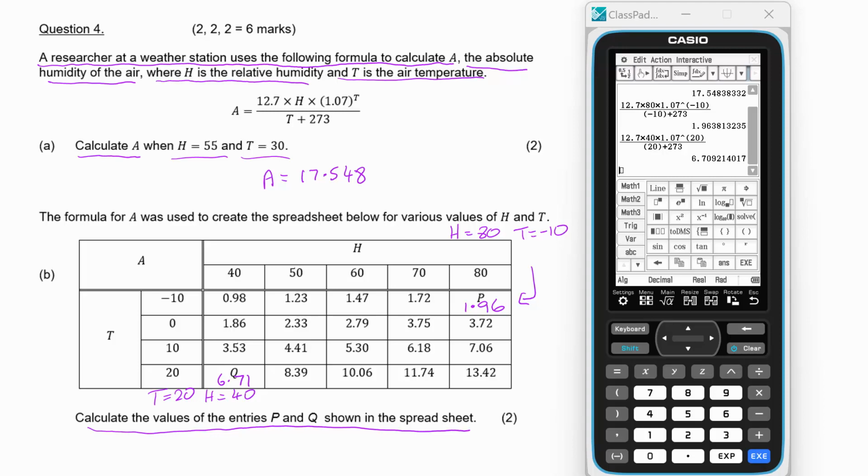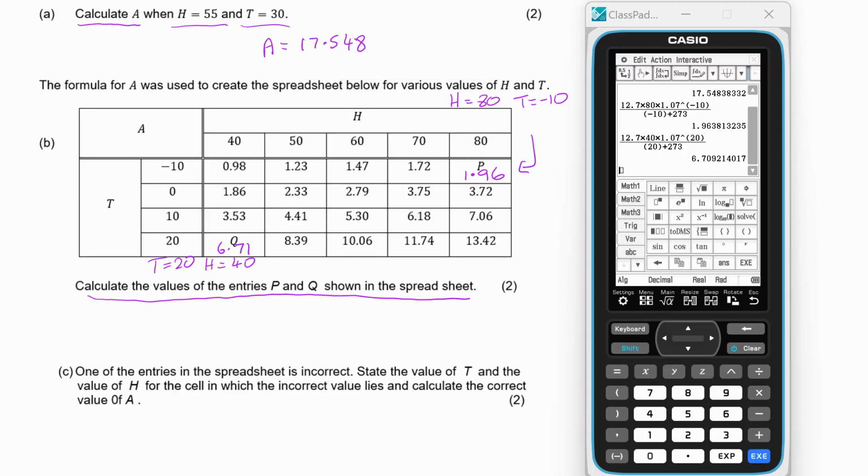And we're told that one of the entries in the spreadsheet is incorrect. State the value of T and the value of H and the cell in which the incorrect value lies and calculate the correct value of A.